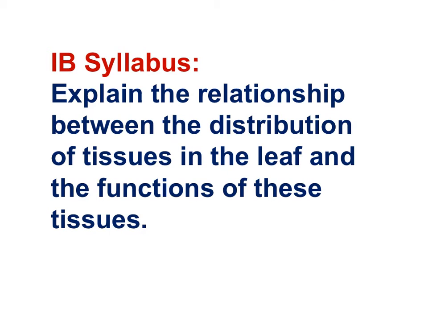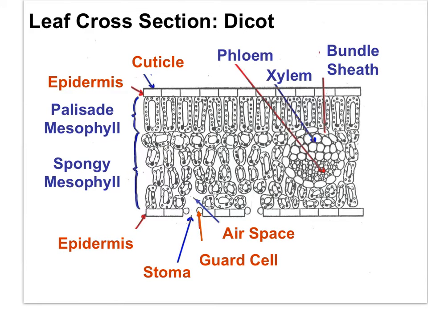Here's a relevant IB syllabus statement. Explain the relationship between the distribution of tissues in the leaf and the functions of these tissues. This diagram nicely shows the structure of a leaf.